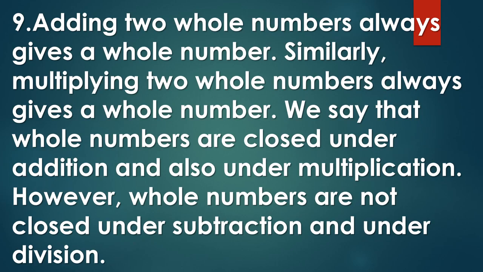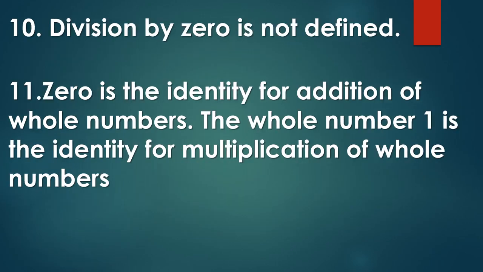Division by 0 is not defined. We cannot divide any number by 0. 11th, 0 is the identity for addition of whole numbers. The whole number 1 is the identity for multiplication of whole numbers. Why? Because when we add 0 to any number, we are getting the same whole number.